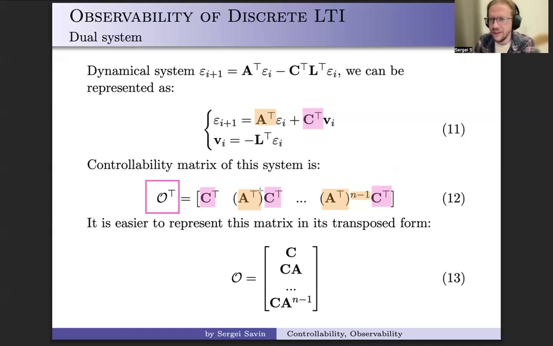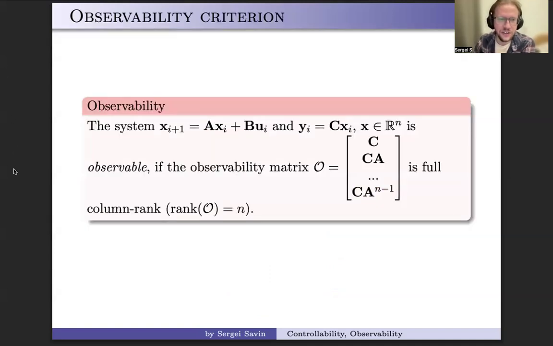If we transpose this whole thing, what we get is this matrix O, calligraphic, right? And we have C, CA, CA squared, CA cubed, CA to the fourth power, all the way to CA to the power n minus 1. And this is called the observability matrix. And here's the theorem. The theorem says that for a system like this, with output like this, the system is observable if such a matrix is full column rank.